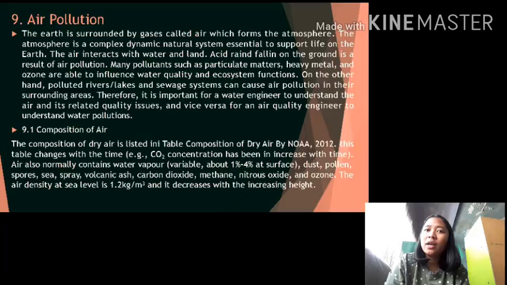9.1 Composition of air. The composition of dry air is listed in Table Composition of Dry Air by NOAA 2012. This table changes with time. The CO2 concentration has been increasing with time. Air also normally contains water vapor, variable from about 1% to 4% at surface. Dust, pollen, spores, sea spray, volcanic ash, carbon dioxide, methane, nitrous oxide, and ozone. The air density at sea level is 1.2 kg per cubic meter, and it decreases with increasing height.